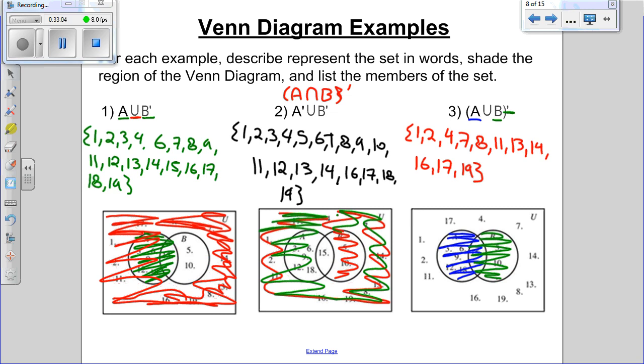All right, any questions about reading Venn diagrams? All right.